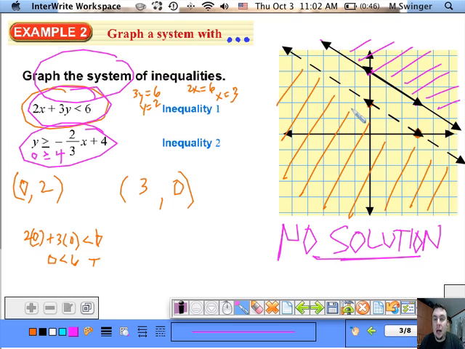Because it doesn't overlap. Now, if you change this to slope-intercept form, guess what? You'd get a slope of negative 2/3. Both of these have a slope of negative 2/3. They are parallel. So if you have parallel lines and you're shaded away from each other, they don't overlap, no solution. But if they intersect, I think there will have to be a solution somewhere. So that's what we get. Graph a system with no solution.